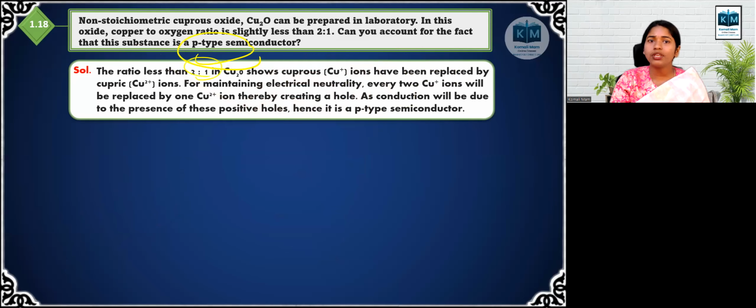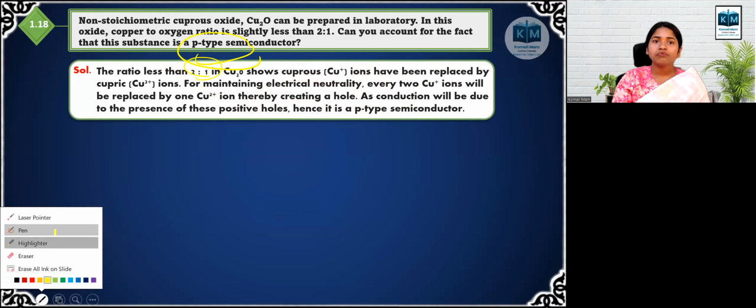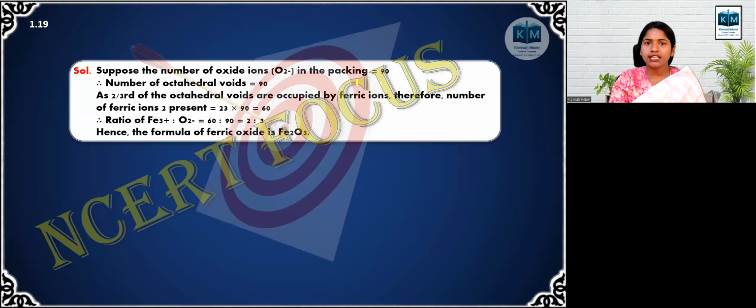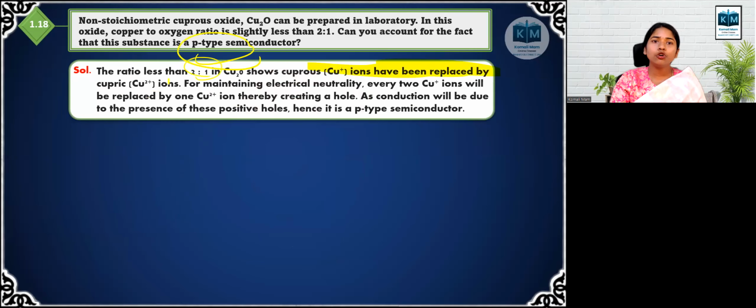See, the ratio is less than 2:1, and whatever Cu plus has been replaced, Cu plus is replaced by what? Cu2 plus. To maintain electrical neutrality, whatever Cu plus goes out, another Cu plus will be converted into Cu2 plus. Or you can also say 2 Cu plus go outside, and in that place 1 Cu plus 2 will occupy. Once those positive holes are generated, we call it a P-type semiconductor.